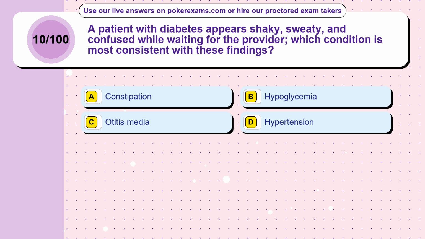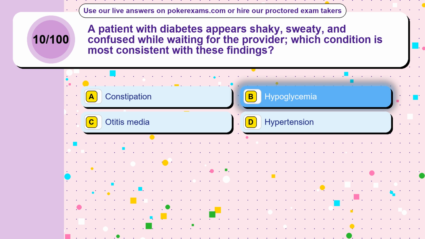Question 10. A patient with diabetes appears shaky, sweaty, and confused while waiting for the provider. Which condition is most consistent with these findings? Option A. Constipation. Option B. Hypoglycemia. Option C. Otitis media. Option D. Hypertension. The correct answer is option B.